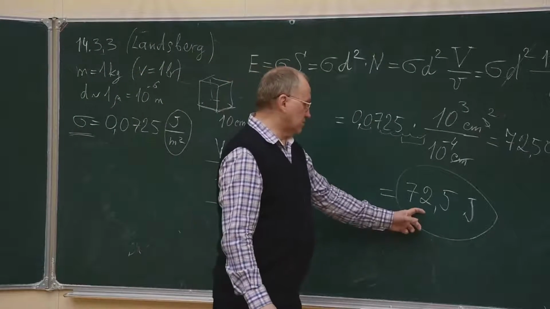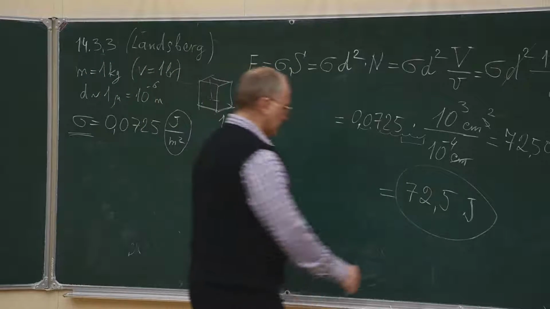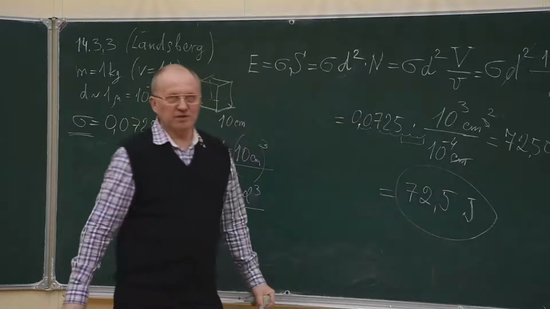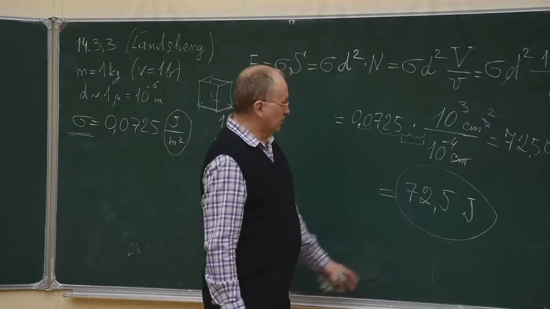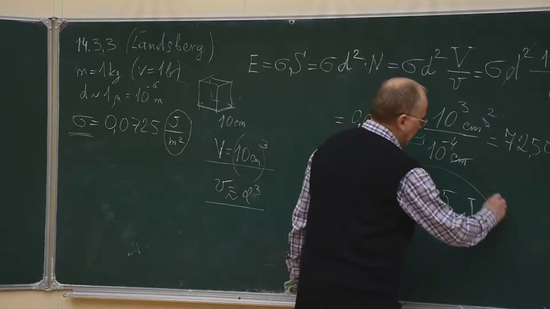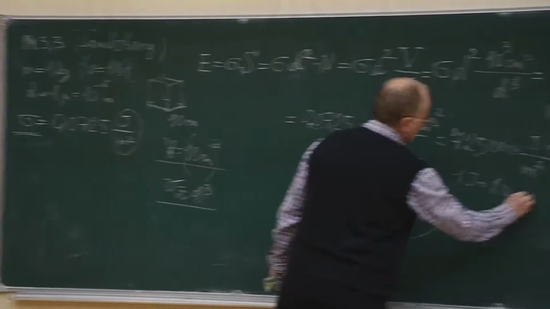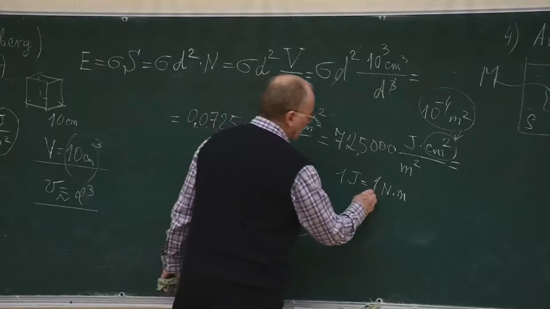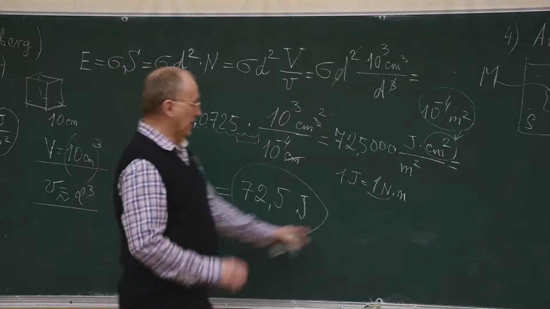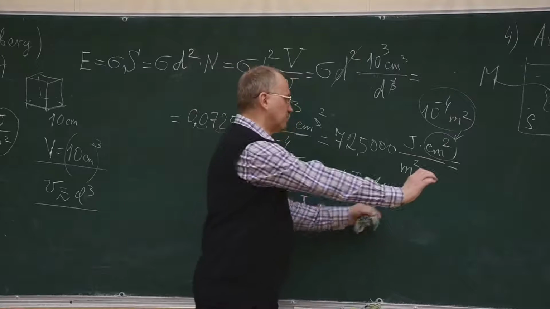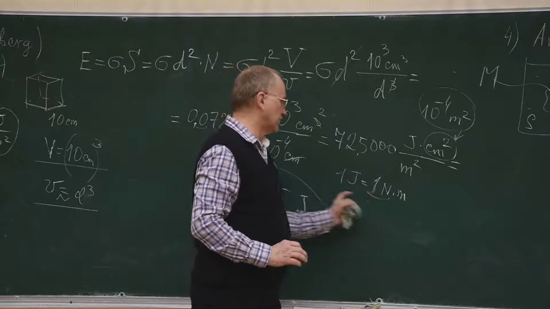So what is this energy? Can this energy be somehow imagined so that you feel what amount of energy? You remember that 1 joule is 1 Newton per meter. So if you take 1 Newton force and apply this force on the distance of 1 meter to move some object with this force, then you perform the work of 1 joule.